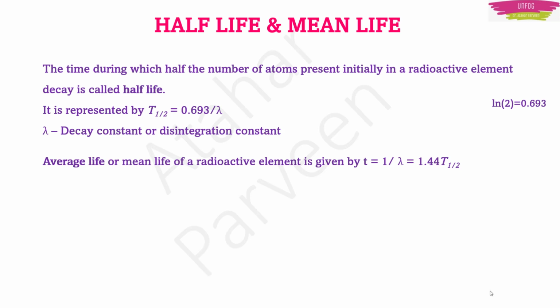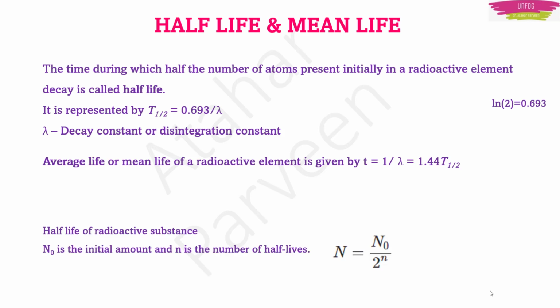Now I'll give you one more important formula. This will directly give you the procedure to find half-life of a radioactive substance. N is equal to N naught by 2 to the power n. N naught is the initial amount, right? But small n is the number of half-lives. I will explain you the numericals, then you will understand. Right now, just note down this formula. Okay?